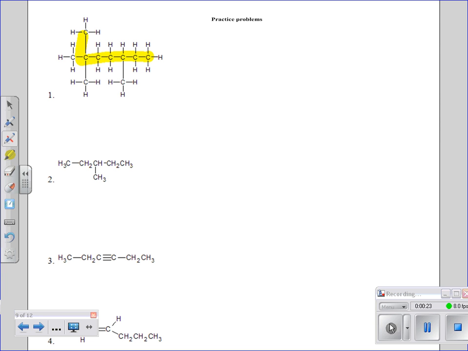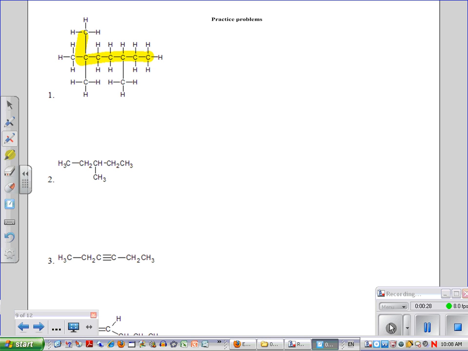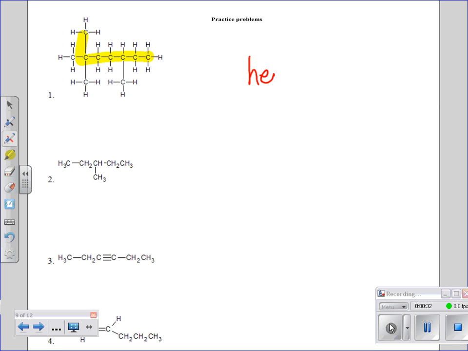And you could have just done a straight chain. I was just trying to get goofy and show you that you don't always have to have it straight. But the longest continuous chain, regardless, would be 7, which is hept, all single bonds. So it's going to be ane.